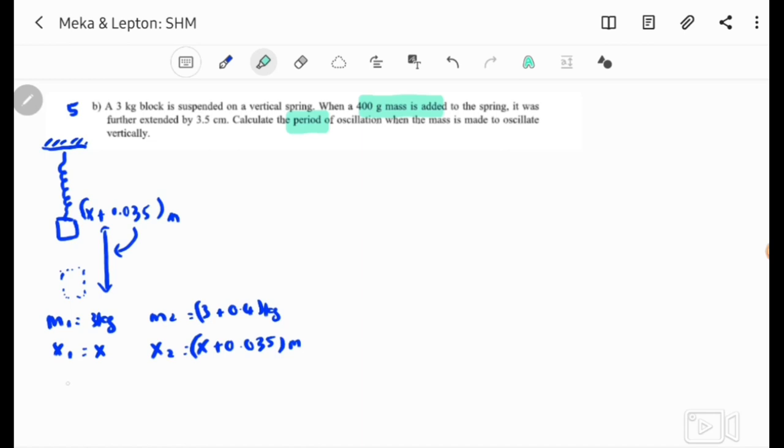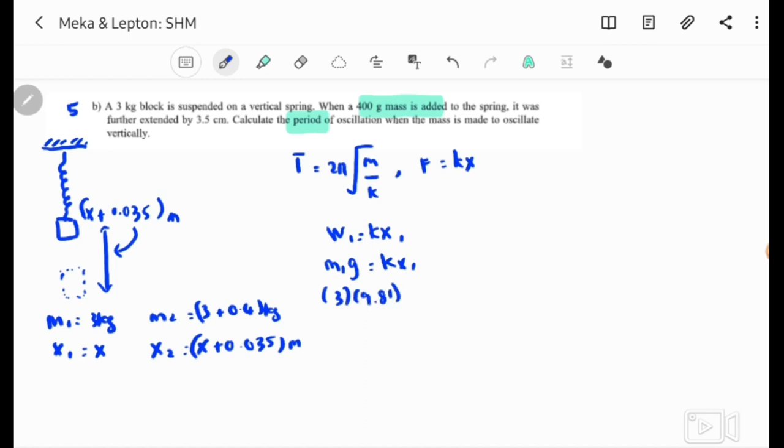We know that the equation for the period of an oscillating spring is T equals 2 pi square root of m over k, and F also equals kx. We get F equals kx from Hooke's law. So we have two different masses. W1 equals kx1, so W equals m1 g equals kx1. Substituting, 3 times 9.81 equals kx. This is our first equation, equation 1.